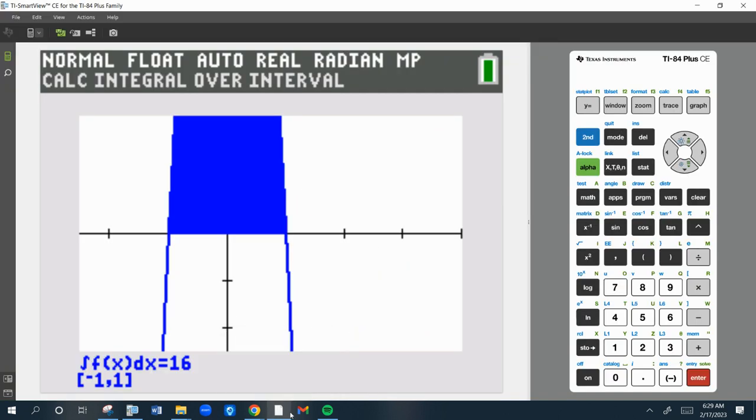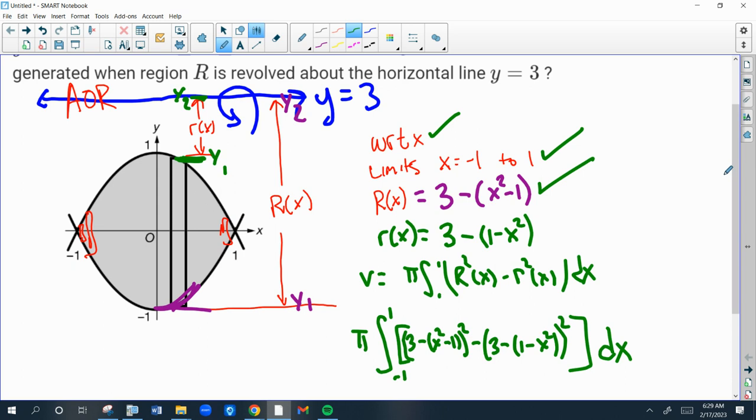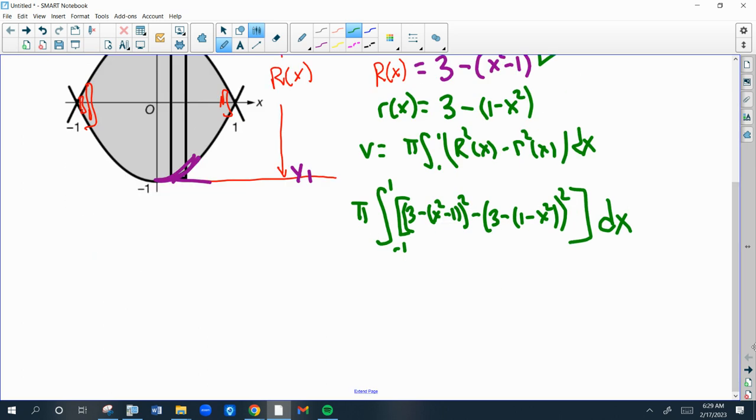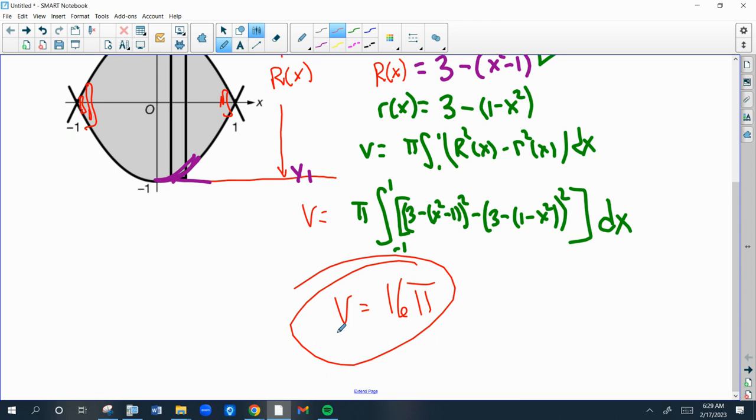So the answer to this question is, don't forget the pi, 16 pi. That's it. Pretty easy. Just draw a nice diagram, measure, and it actually is very easy.